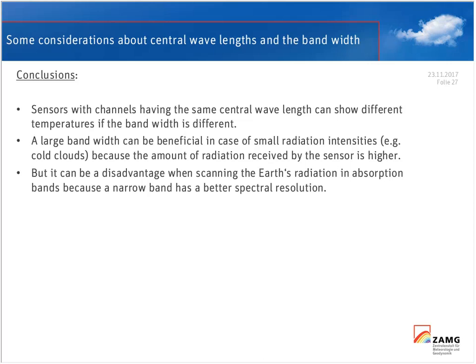But on the other side, the disadvantage is when scanning the Earth's radiation in absorption bands, because a narrow band has a better spectral resolution. So you will better see the absorption bands if they are very narrow. So it depends what you want to have and which region of the spectrum you look at. Sometimes it's better to have a narrow bandwidth, and sometimes it's better to have a bigger bandwidth. So this is so much about the considerations.